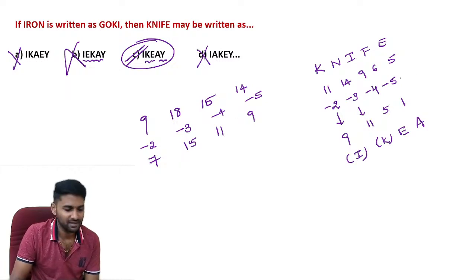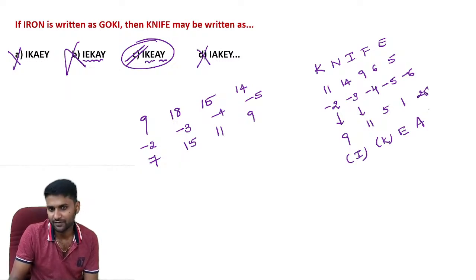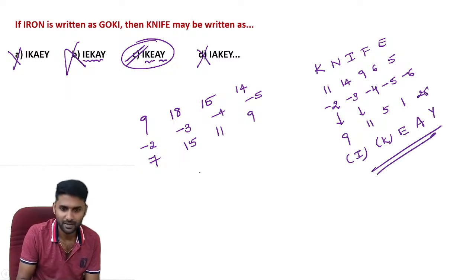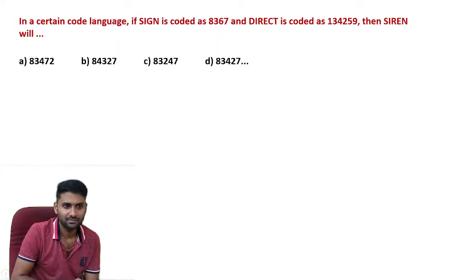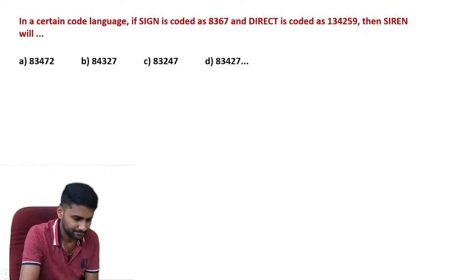Guys, here maybe a few people have a doubt. 5 minus 6 means the 25th letter, guys. The 25th letter is Y. Maybe if you have a doubt, you can clear it. Go through this one.